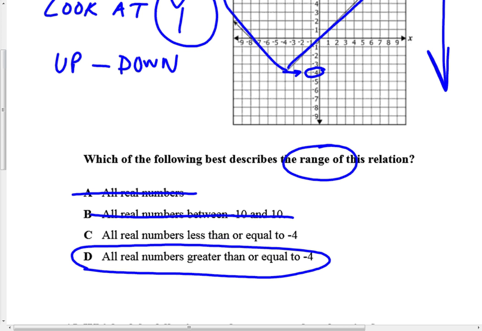Check and see. Why did you get that wrong? Did you go left to right? This was range. You wanted to go up, down.